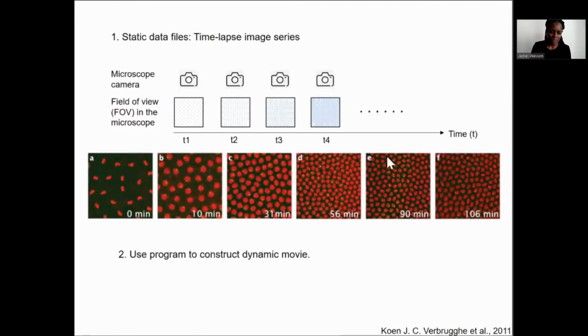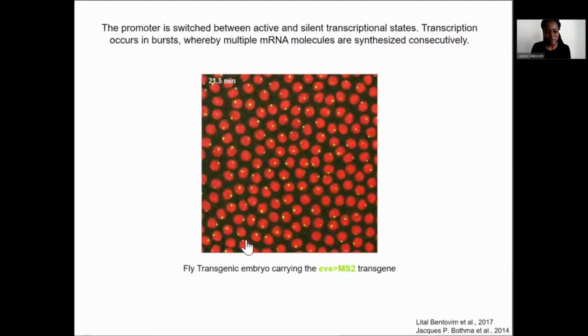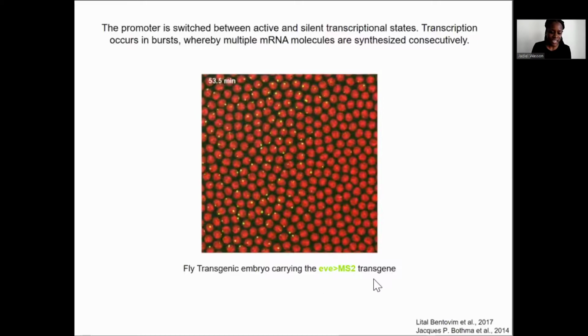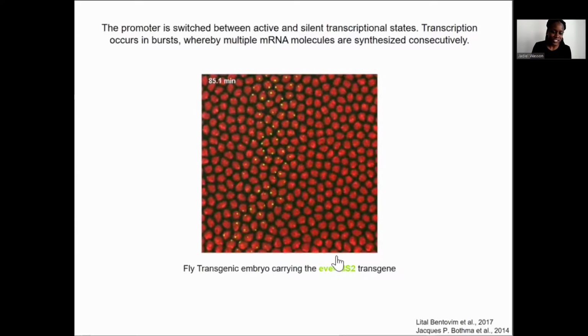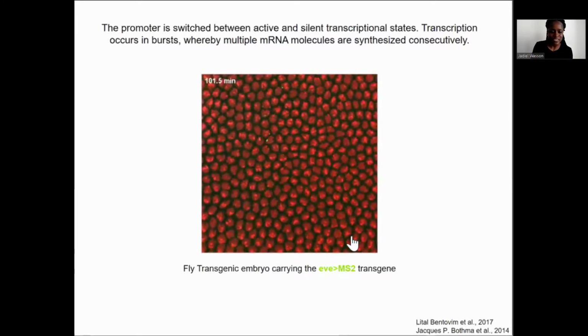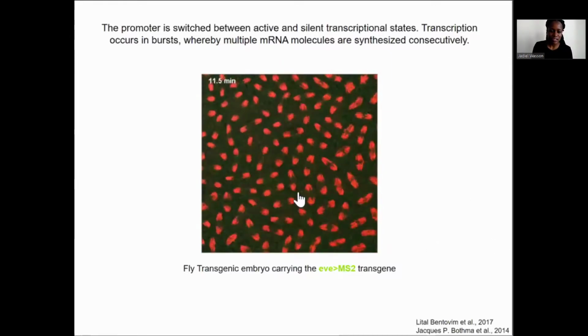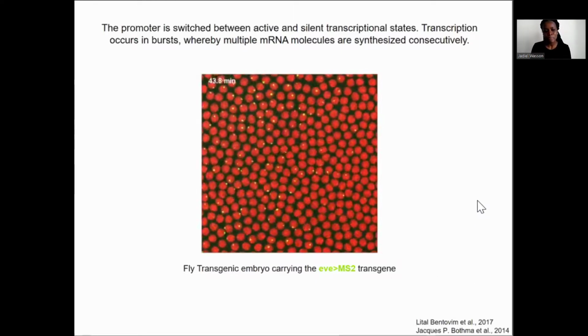And the way this is imaged is you take a series of snapshots over time, and then use a program in order to generate a dynamic movie. And this results in this beautiful video that I showed you earlier here, where you can detect, in this case, a fly embryo that has transgenic Eve, which is one of those segment genes that I described to you previously, and it's actively being transcribed during embryogenesis here, indicated by these green dots.